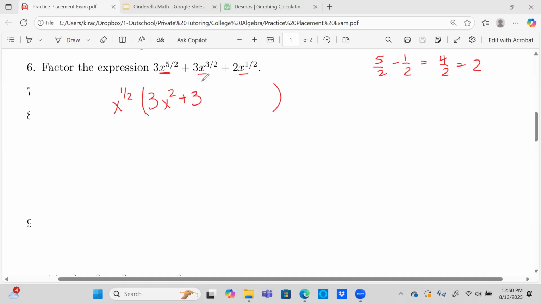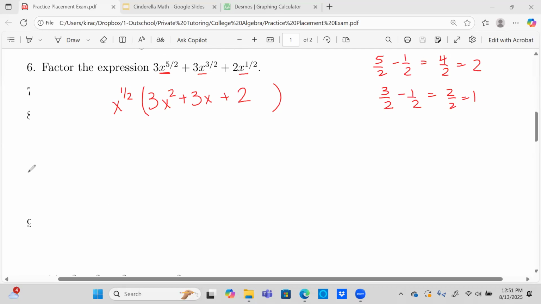Plus, you still have 3, and then subtract out. So that'll be 3 halves minus a half. So that'll be 2 halves, which is 1. So that'll be x to the first, or just x. And then this one will just be 2, because you took out the x to the half.